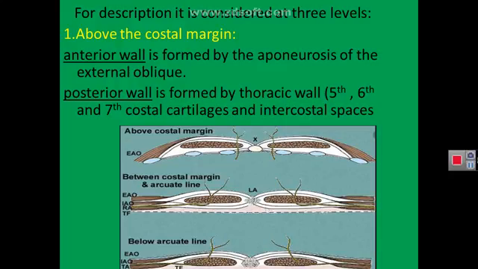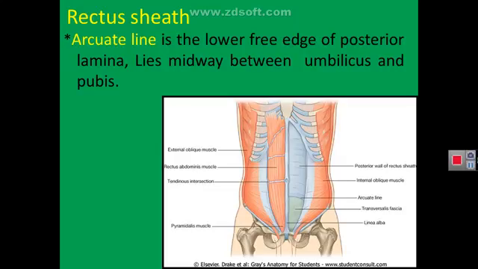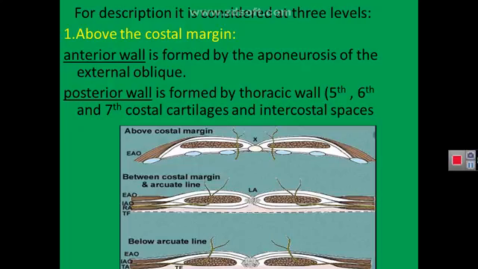So what forms the anterior wall of the rectus sheath? What forms the posterior wall of the rectus sheath? Please remember that the posterior wall of the rectus sheath does not lie deep to all of the rectus abdominis. The posterior wall of the rectus sheath stops there. We will discuss that with the formation of layers of the anterior wall and posterior wall of the rectus sheath.